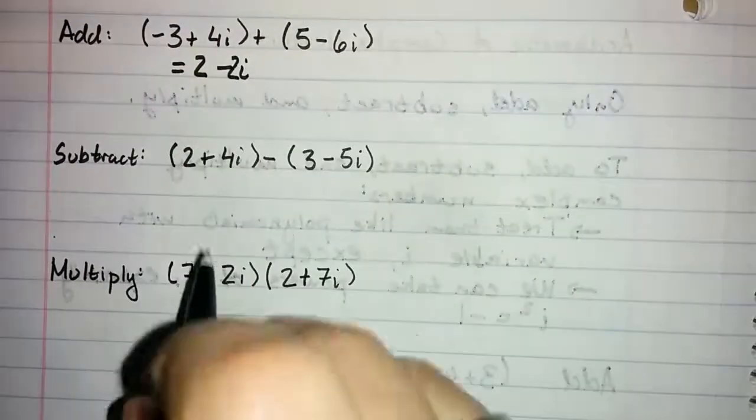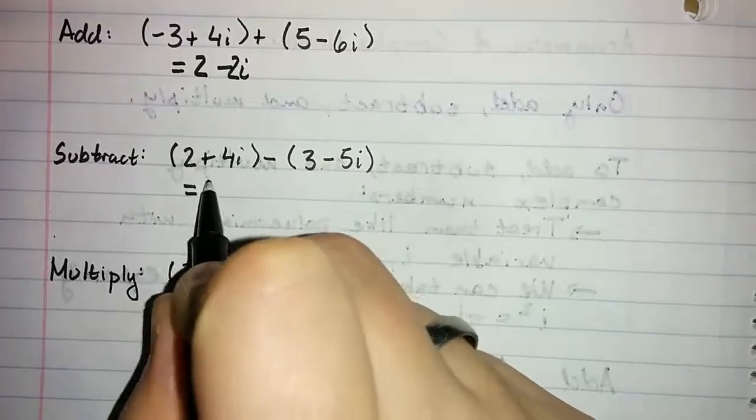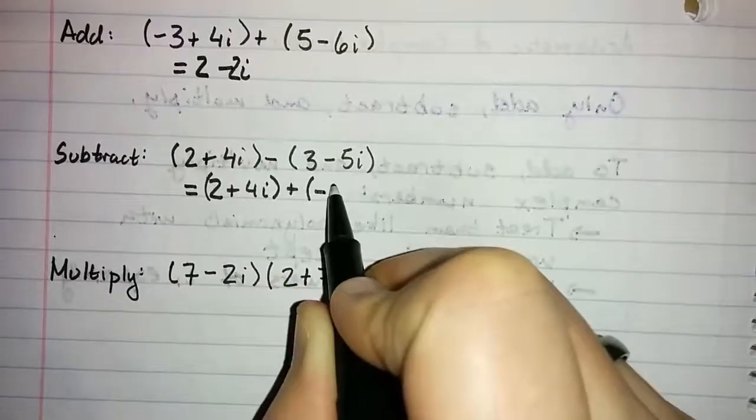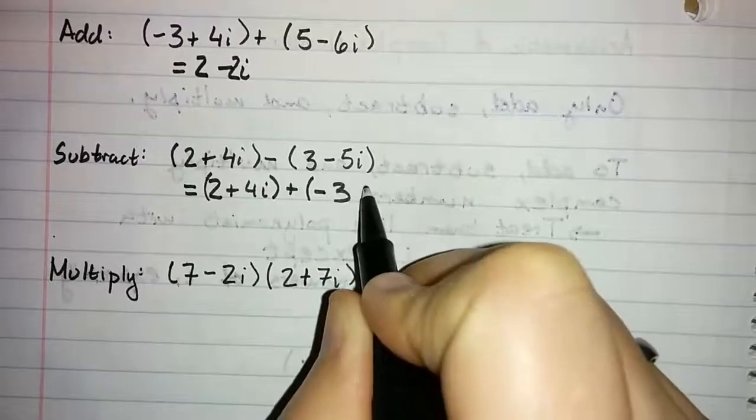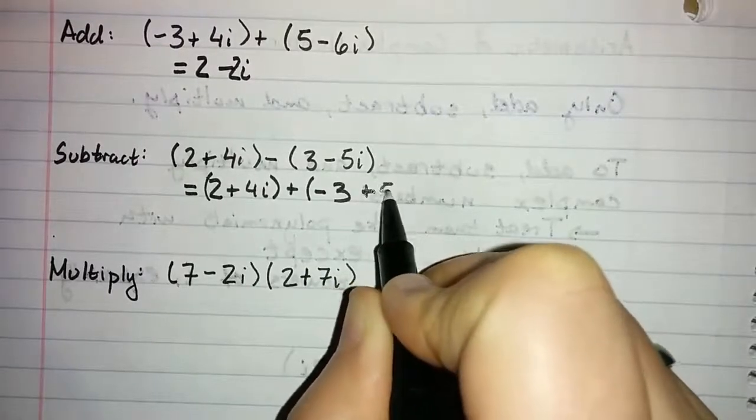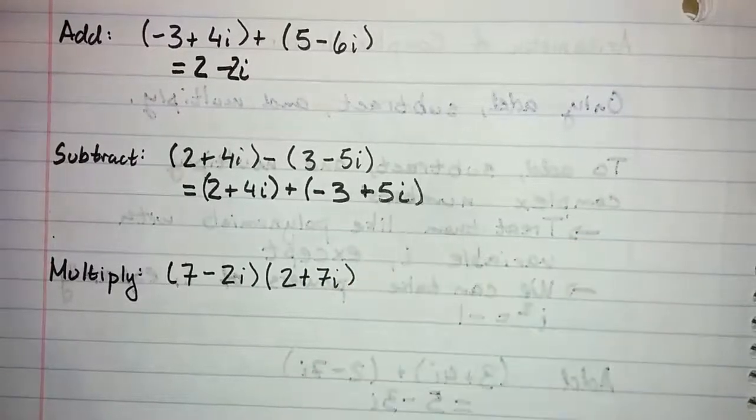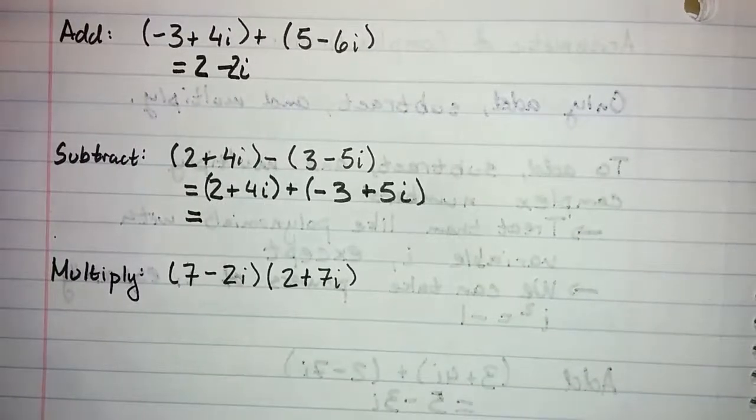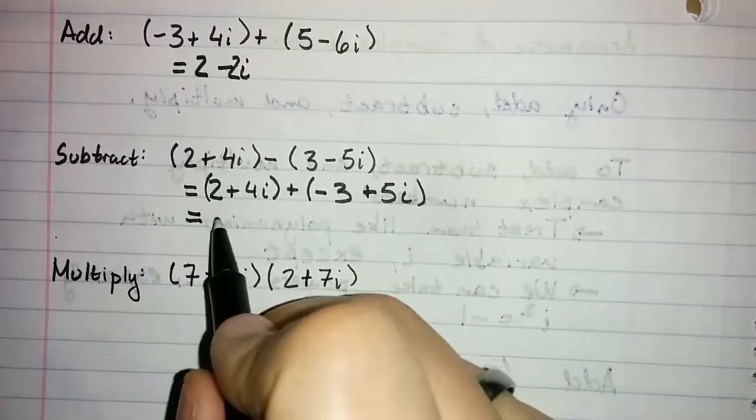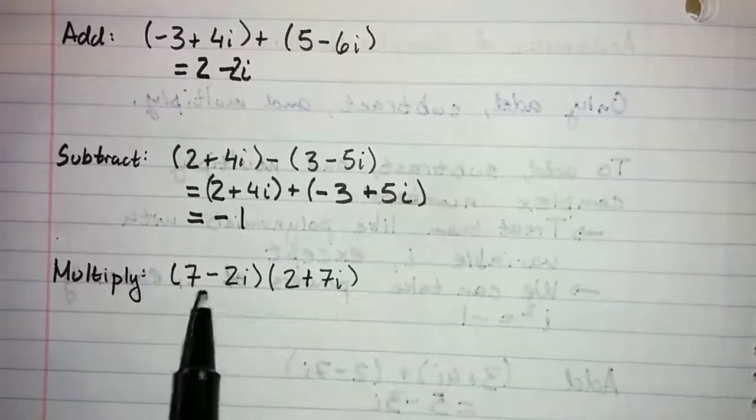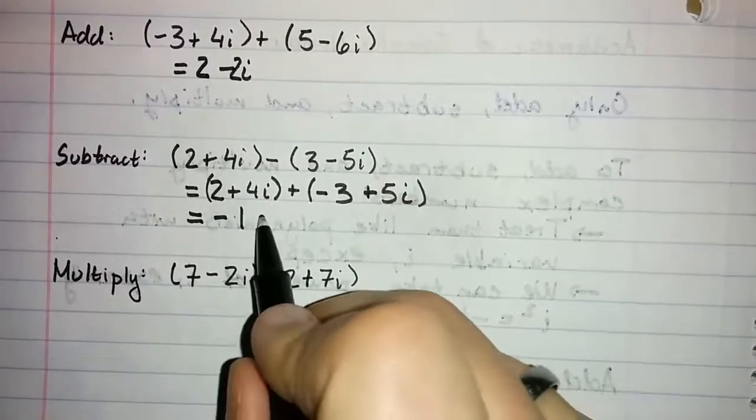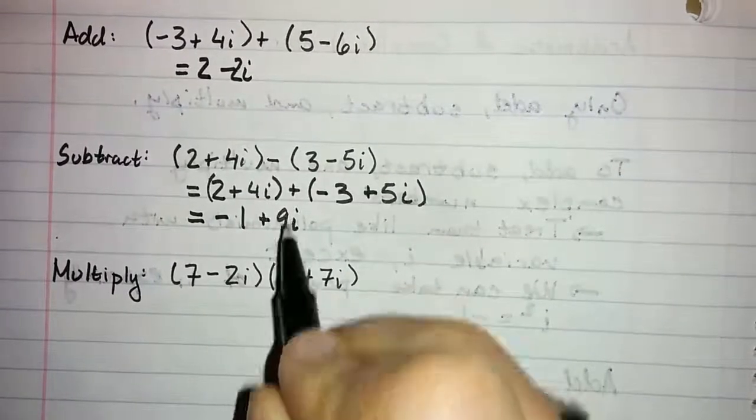For subtraction, we'll want to first rewrite as addition. The opposite of 3 is -3. The opposite of -5i is +5i. Now dropping the parentheses and collecting like terms. 2 minus 3 is -1. 4i plus 5i is 9i.